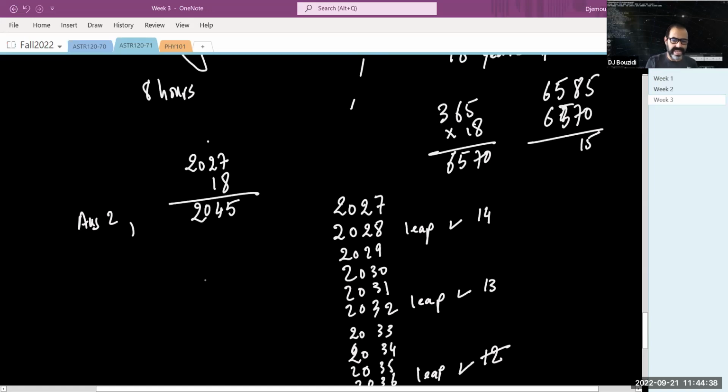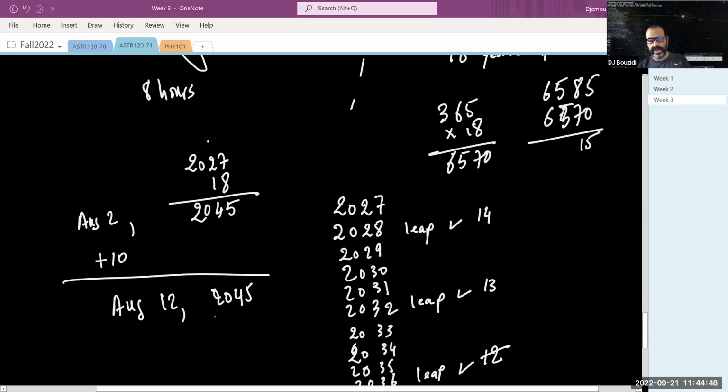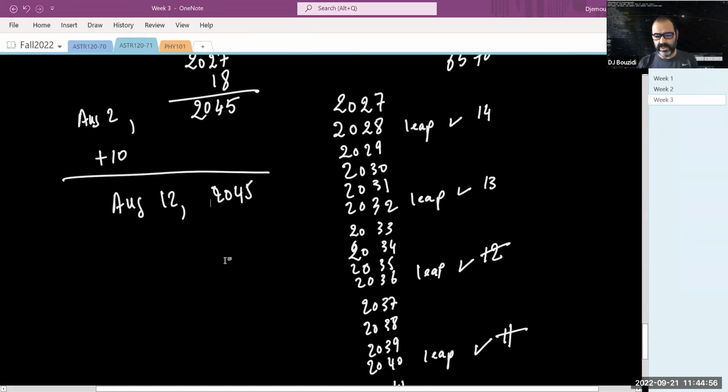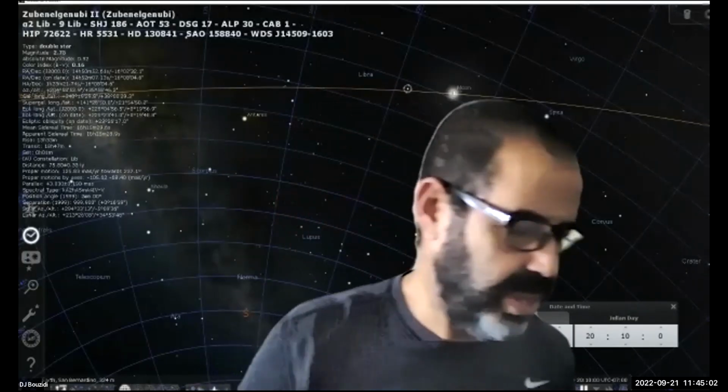So we have to go to this day and add 10 days, for a total of August 12th, 2045, when the next lunar eclipse will happen. It's going to happen in North America about 8 hours after Greenwich time, which will put us in the Pacific region. Okay, I hope that this problem makes sense to you guys and you know how to do them.